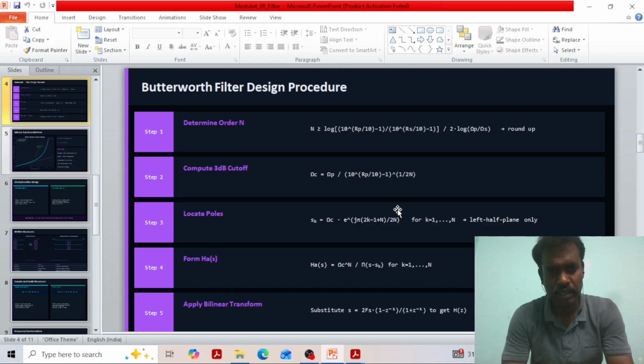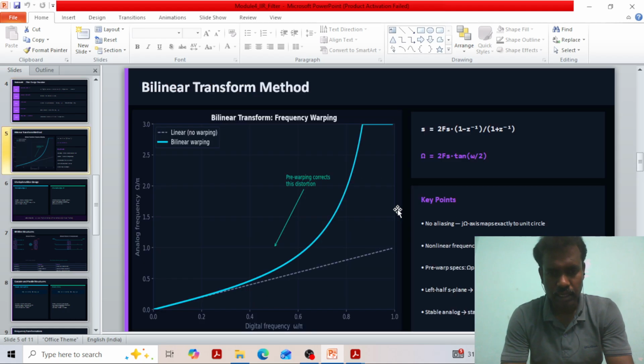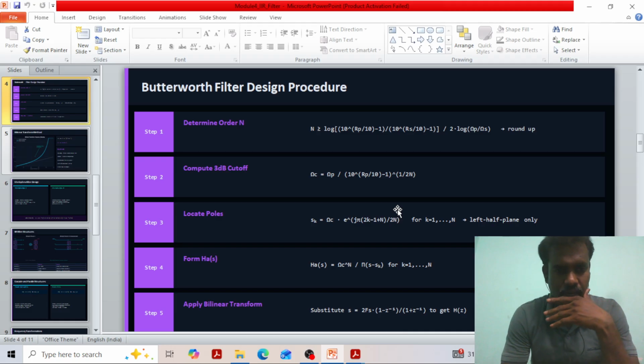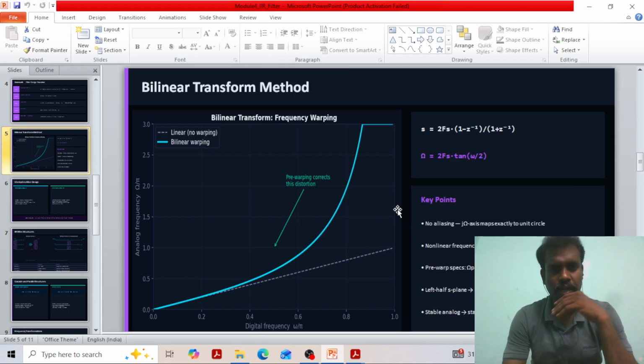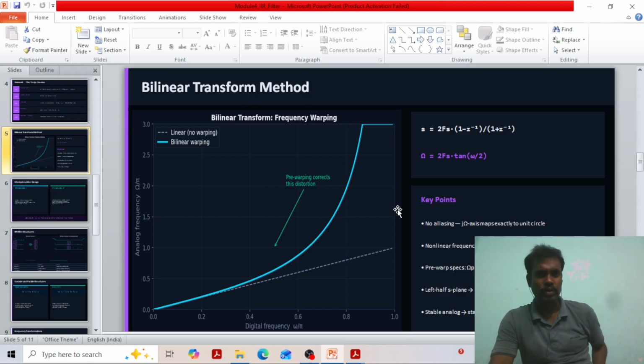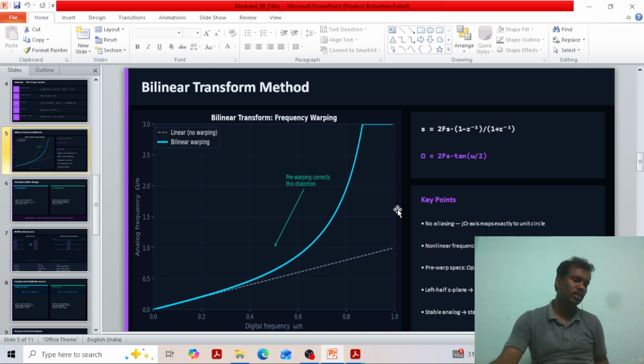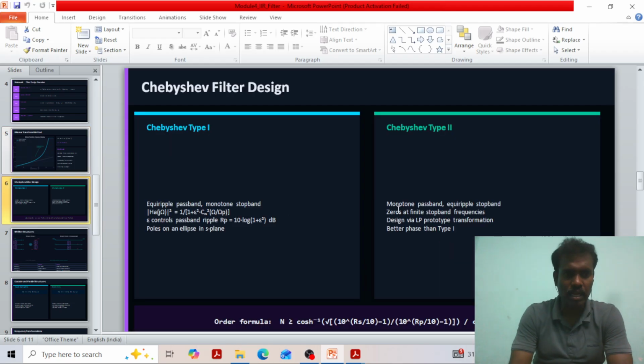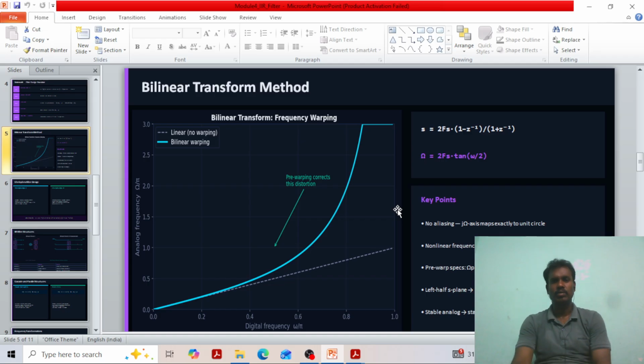Next, we want to convert analog to digital. While converting analog to digital transfer function, we have some techniques we want to use. There are four types of techniques to convert an analog transfer function to a digital transfer function. Two are the most familiar techniques. One is the impulse invariance method. Another one is the bilinear transform.